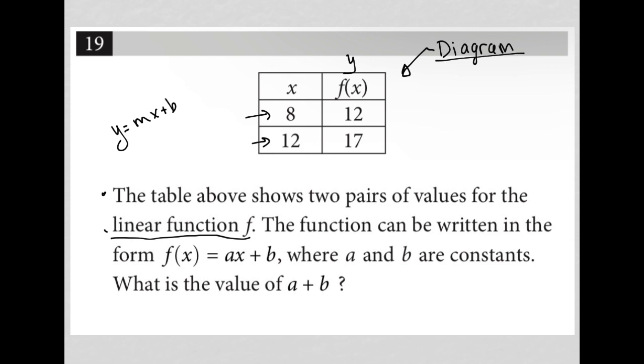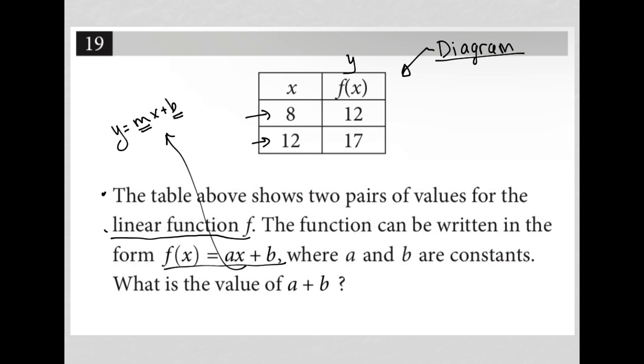The function can be written as f of x equals ax plus b. So literally the same exact thing, where a is m, so a is our slope. Where a and b are constants, what is the value of a plus b? So in essence, we want to find the slope, find the y-intercept, add them together. So how do I find those two things?